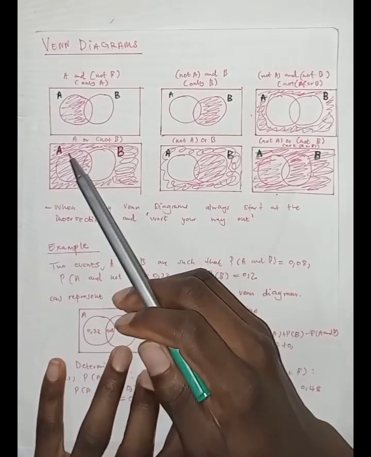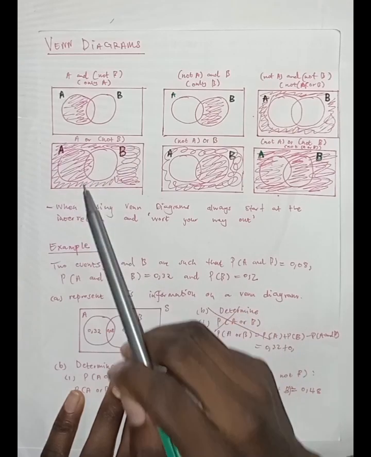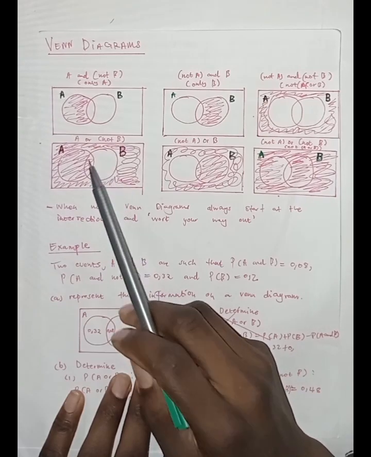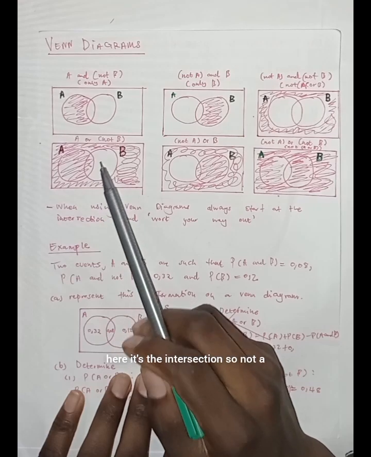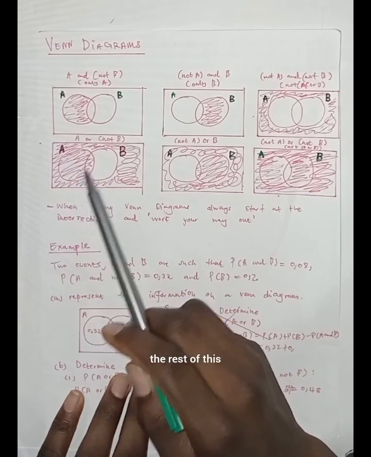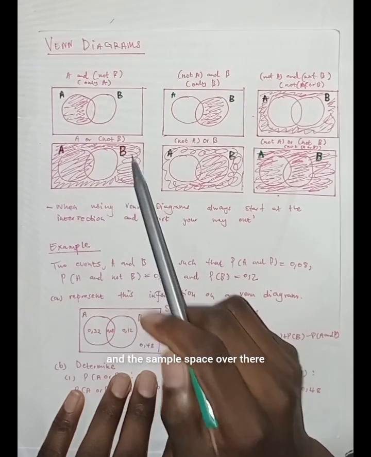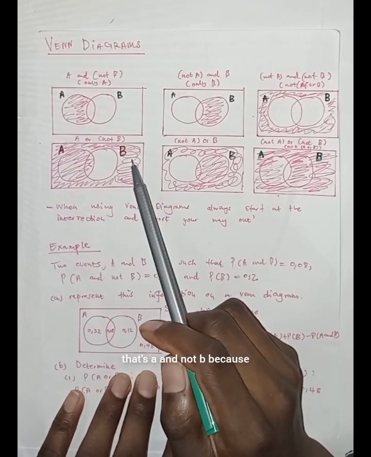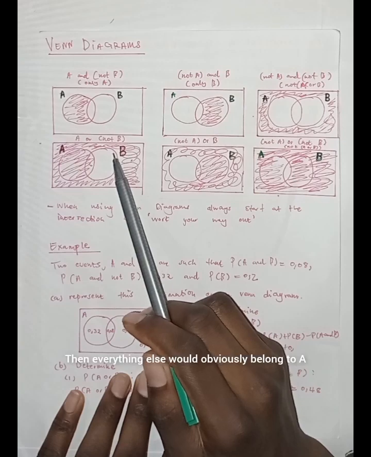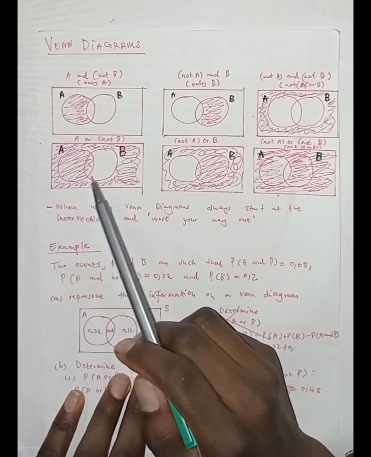Moving on, we have A or not B. A or not B looks like this. Not B, right? Remember that B is only one portion over there. This one here is the intersection. So not B would be here, the rest of this portion and the sample space over there, that's A and not B, because the only thing that we don't have is not B, right? Then everything else would obviously belong to A, including the sample space. That's all you should know, guys.